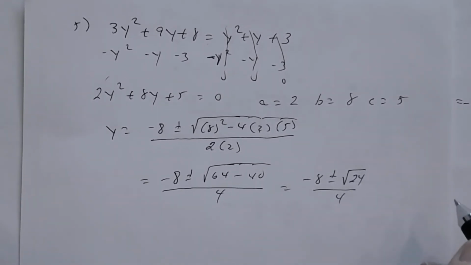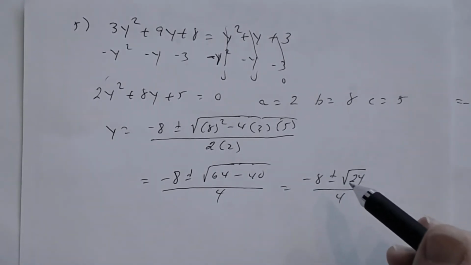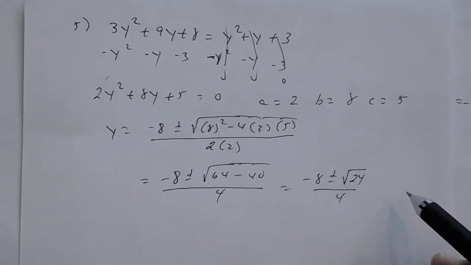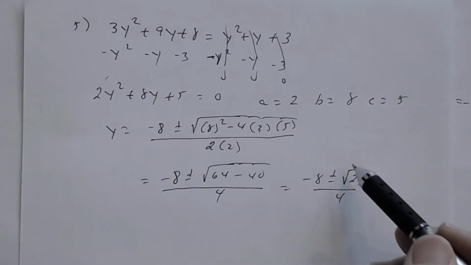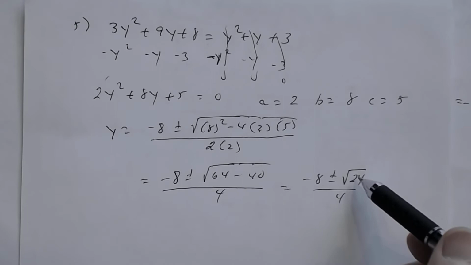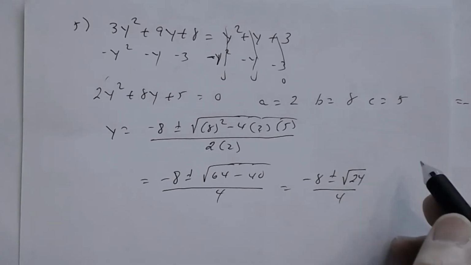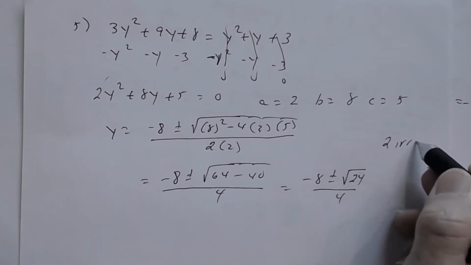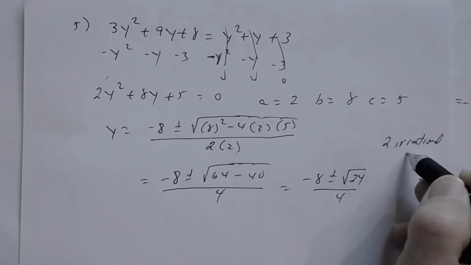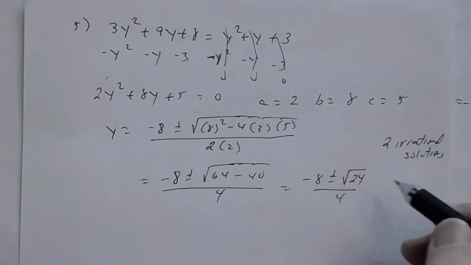All divided by 4. All right, now before I go on, am I going to get real solutions or non-real? Are they real or not real? They're real, right? Because I'm taking the square root of a positive number. But this radicand is not a perfect square. So that means there are going to be 2 irrational solutions. That's what that means. 2 irrational solutions because it is not a perfect square.